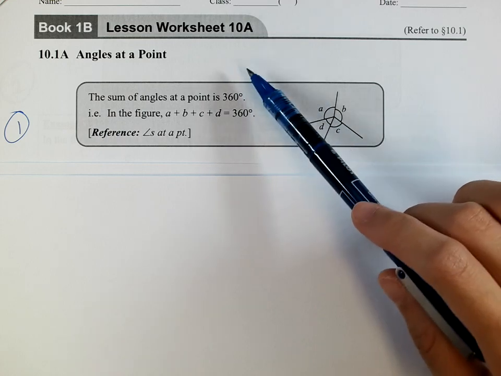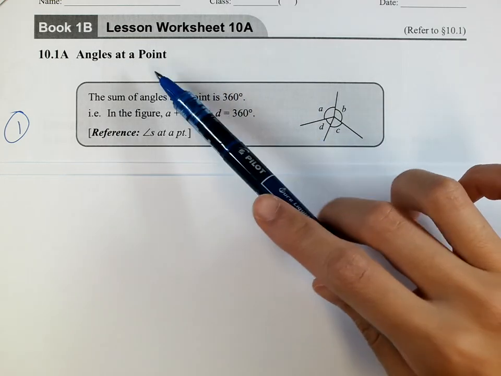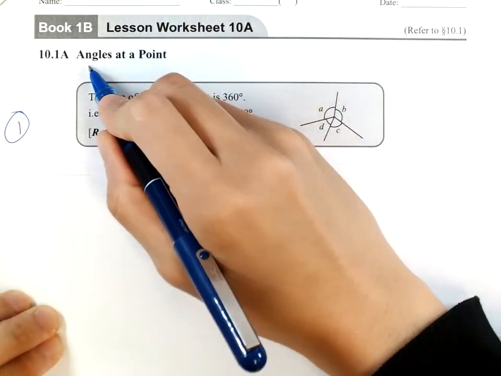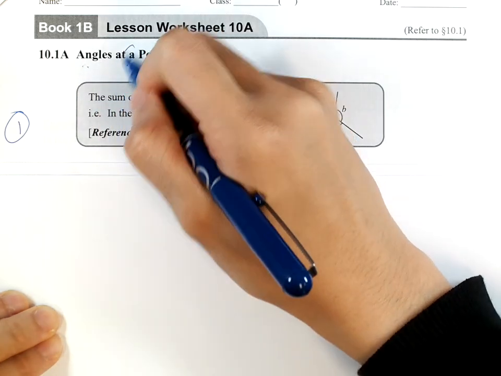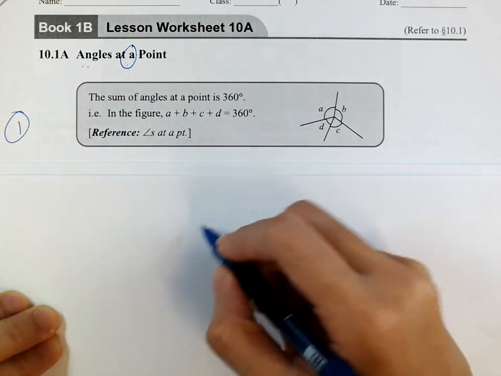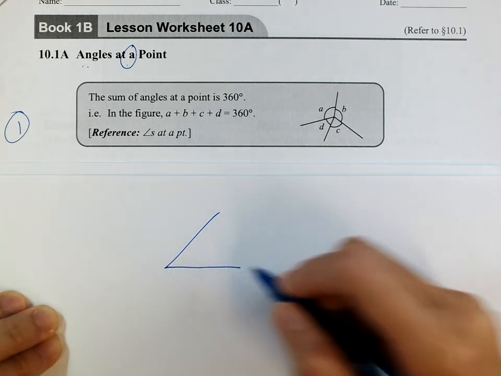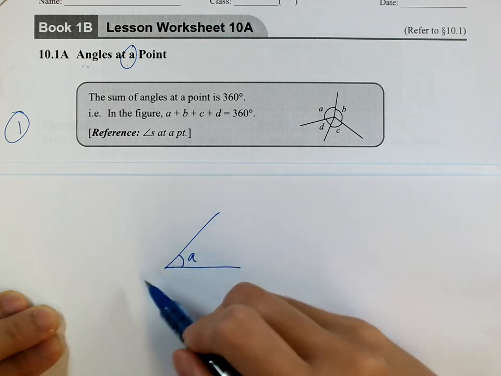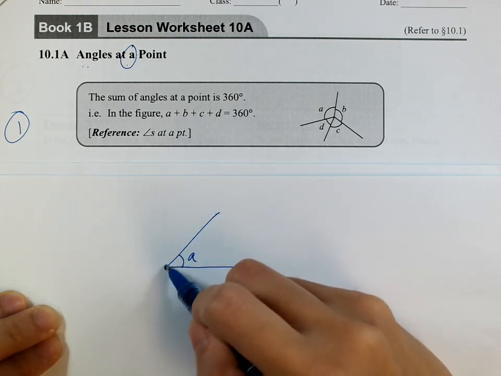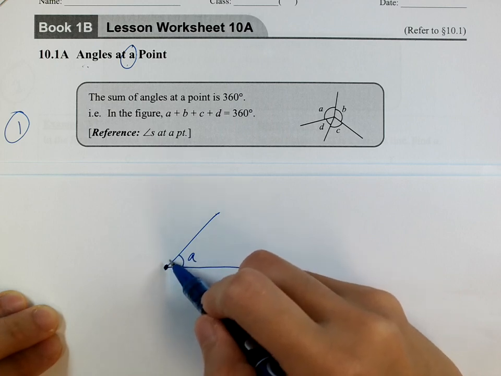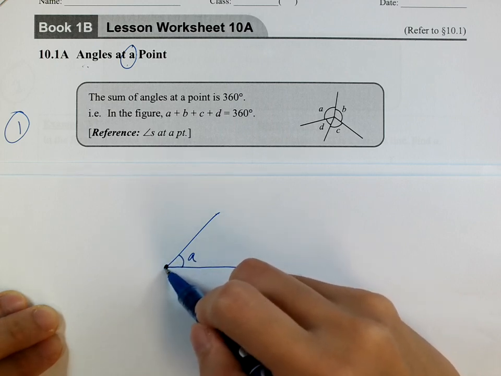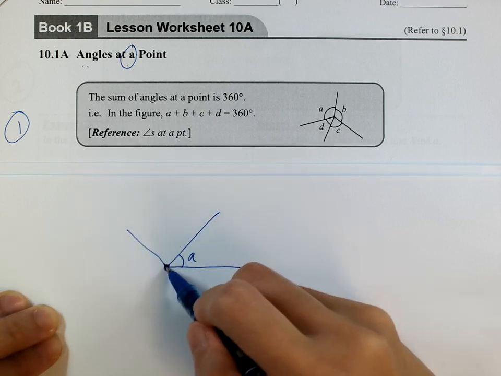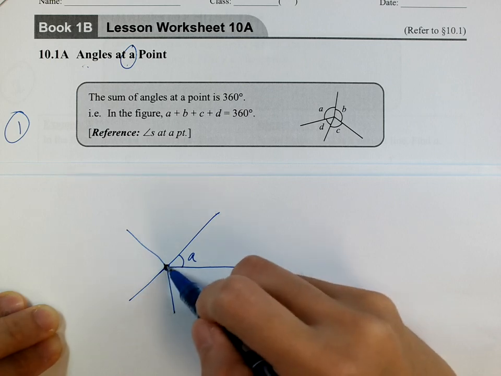So let's begin with the basic one, which is the angles at a point. Pay attention. What do we mean by angles at a point? Maybe we draw one angle first. Suppose this is angle A. For the tip of the angle, we can form other angles which also share this tip. For example, we have this angle and we can draw a lot of angles from this tip.